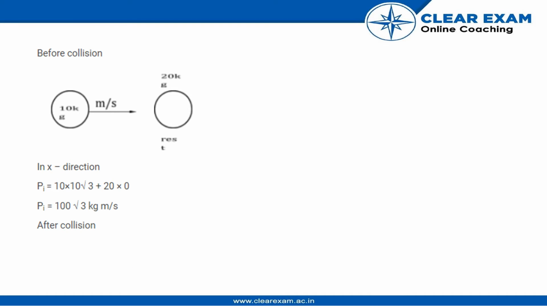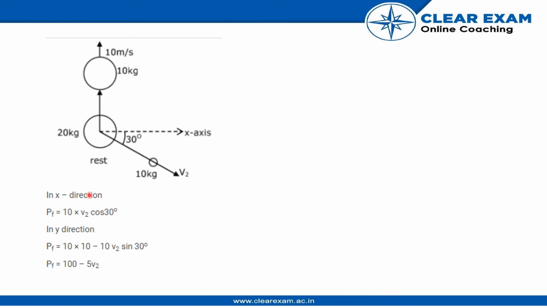And after collision, you can see that in the x direction, because there are two balls of 10 kilos mass each, the y direction ball won't have any component in the x direction, so the arbitrary angle ball will give an x component having velocity of v2 cos theta, and the momentum becomes 10 into v2 cos theta.